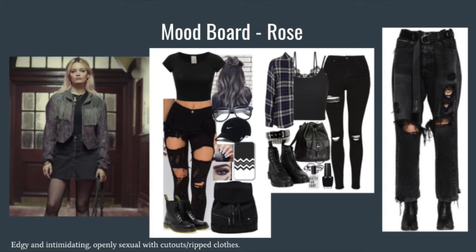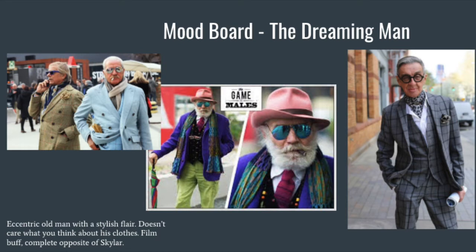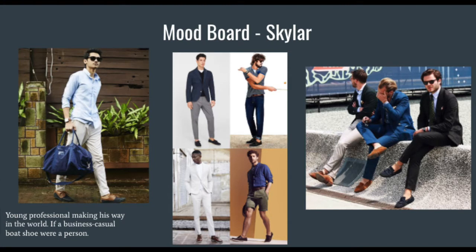Then we have Sam. This is the mood board for his costumes. Oversized and faded in a way that just isn't fashionable anymore, and he just doesn't care. He's kind of a slacker, and that kind of reflects in his costume choices. And then we have our dreaming man, who is just a man who fell asleep in the theater. He's an eccentric old man with stylish flair, doesn't care what you think about his clothes. He's a film buff, complete opposite of Skylar, who this character was double cast. And the mood board for Skylar is a young professional making his way into the world. If a business casual boat shoe were a person, it would be Skylar.